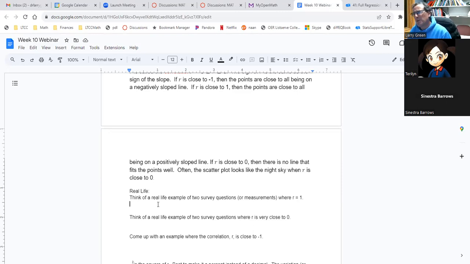Although the age of babies born in the hospital is always 0, because if they're born, they're just born. How many hangers do you own? How many shirts do you own? Okay, that's a good one, except that R won't be 1, R might be 0.9. Because if you have a lot of hangers, there's a good chance you have a lot of shirts, but it's not a perfect line.